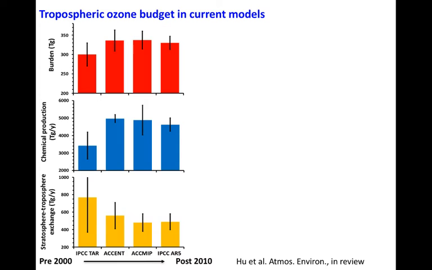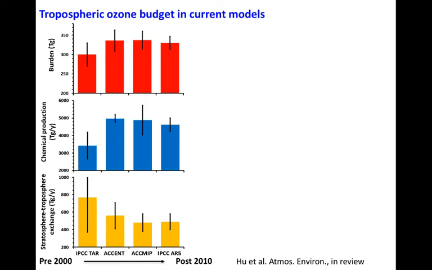This is actually one of the biggest uncertainties in tropospheric ozone study. And the models also have this trend of decreasing tropospheric exchange, decreasing since the beginning of the 2000s until recent years. And mostly, I think it's reflecting that right now we have better meteorological fields.